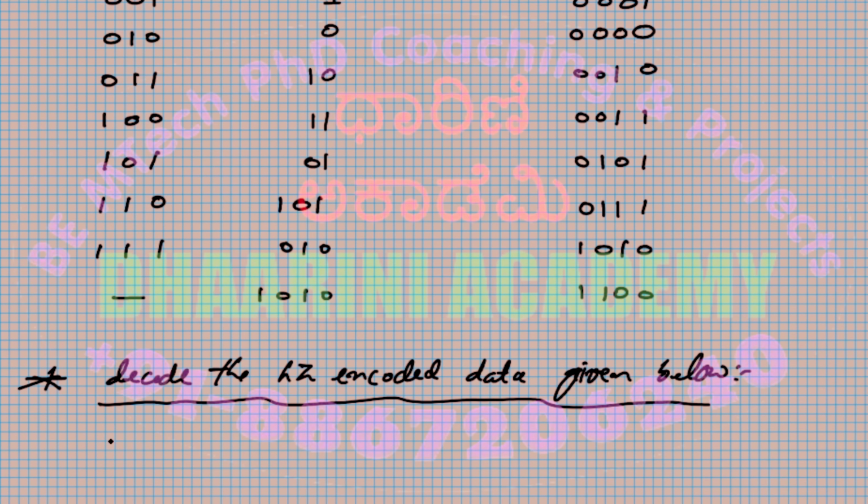0, 0. So this is the data. 0, 0, 0, 1, followed by 0, 0, 0, 0, 0, 0, 1, 0, 0, 0, 1, 1, 0, 1, 1, 0, triple 1, 1, 0, 1, 0, 1, 1, 0, 0.